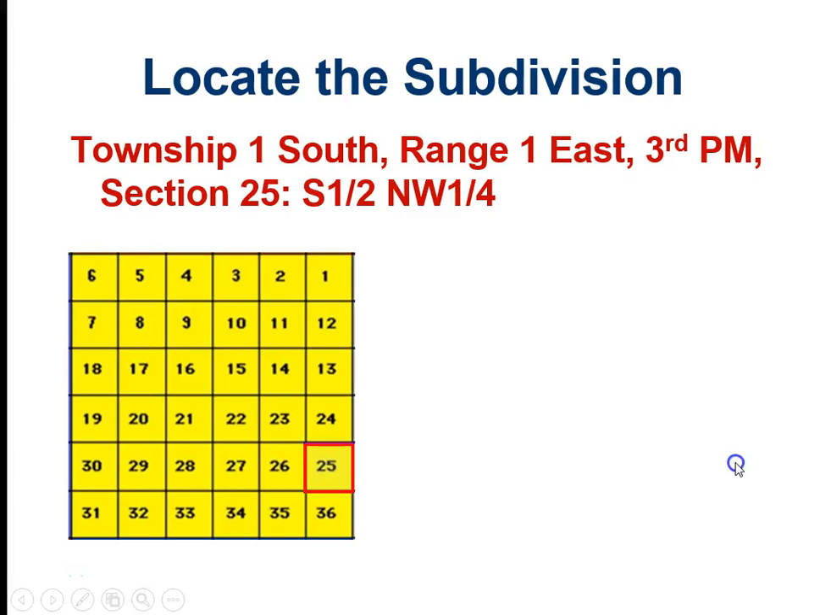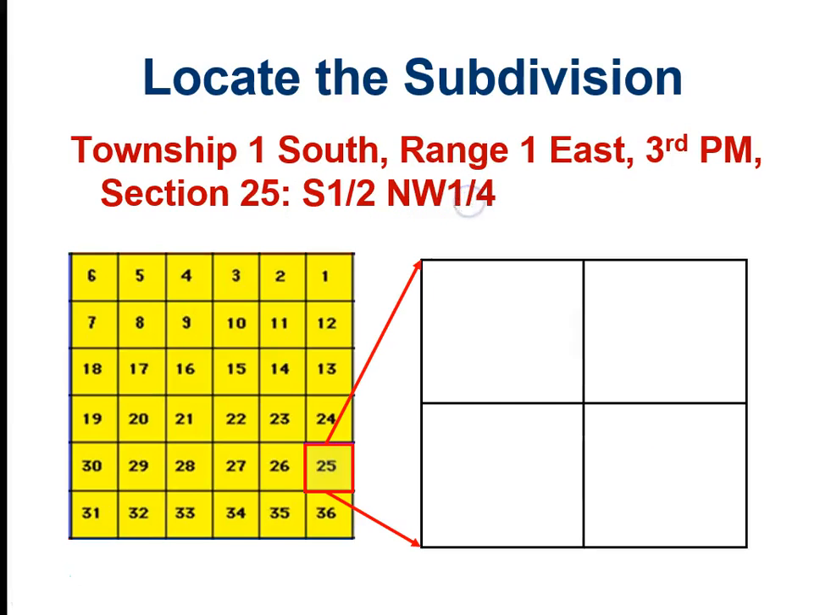Now we further divide this one down to do this. South half of northwest quarter. Here's our quarters. That's the northwest quarter. So that's this northwest quarter. And now I need the south half of that quarter. So I'm talking about the south half here of the northwest quarter. That's the piece of property we're talking about.